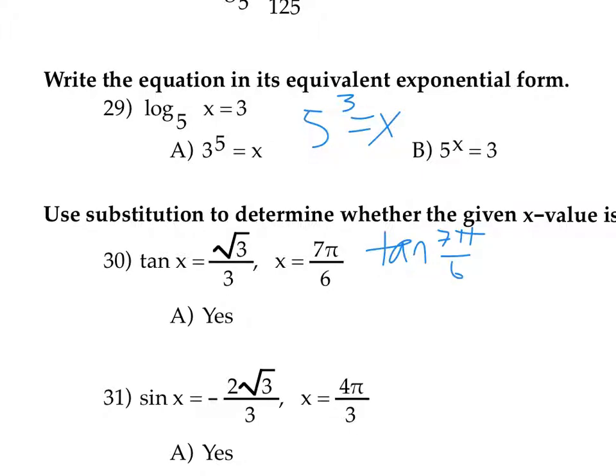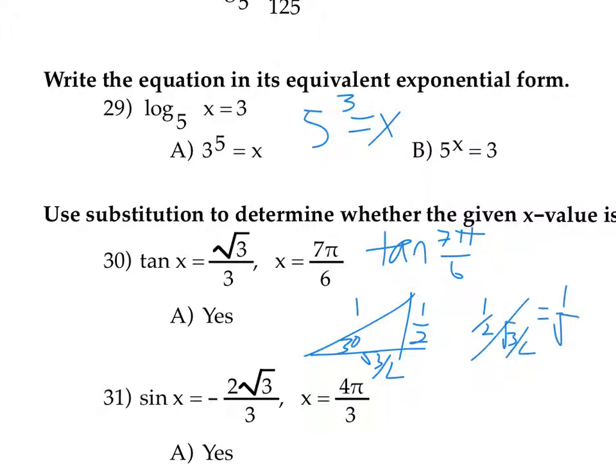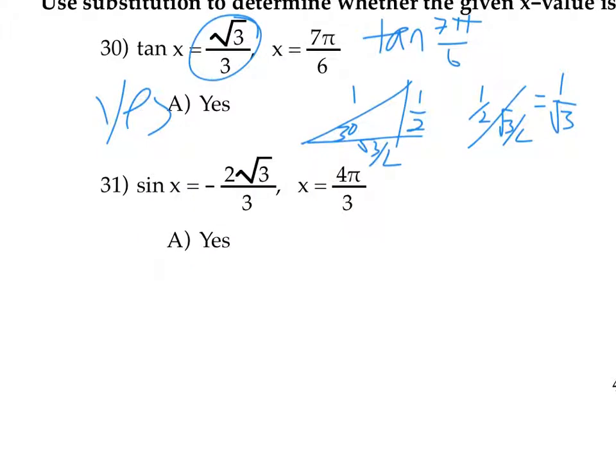Again, we're going to plug this in. So tangent 7 pi over 6, I know that's a 30-degree triangle. I'm going to set that up. That's going to be a half, 1 and the square root of 3 over 2. Opposite over adjacent is 1 half over the square root of 3 over 2. When I divide those out, I get 1 over the square root of 3, which is not looking like that, but if we rationalize that denominator, we get that.